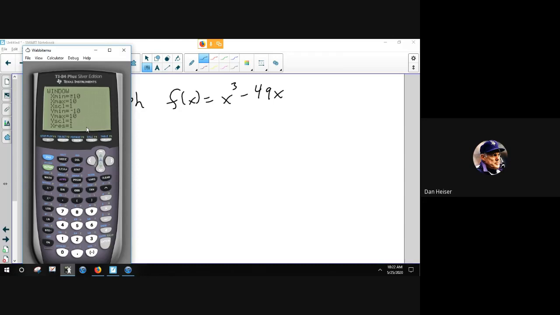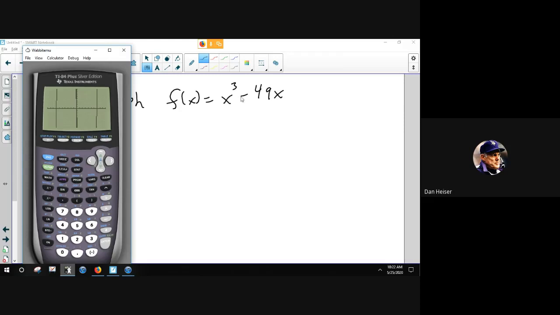So here's where some trial and error is going to have to come in. You're not going to know exactly what the best viewing window is right away. So you need to get comfortable changing your window settings and experimenting a little bit. I'm going to go back to my graph.